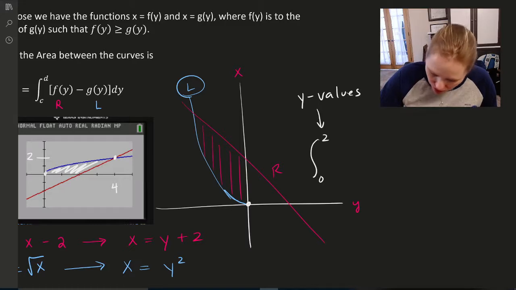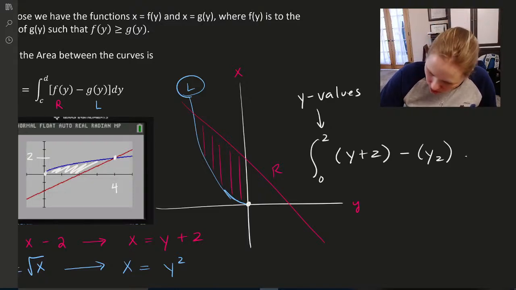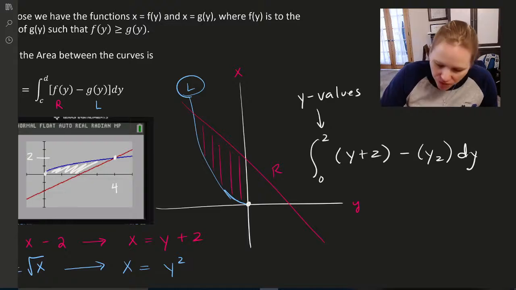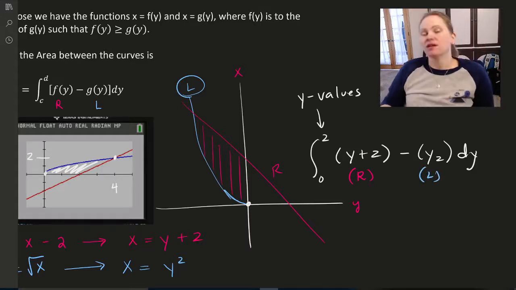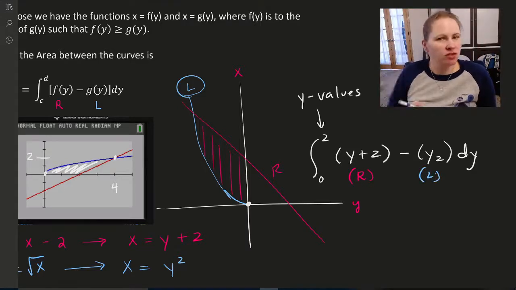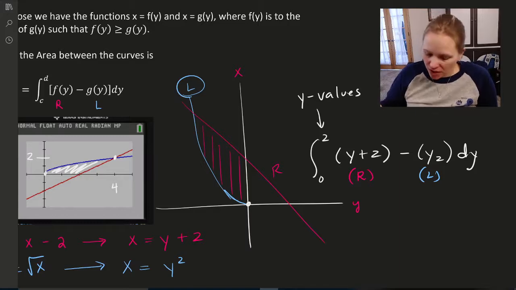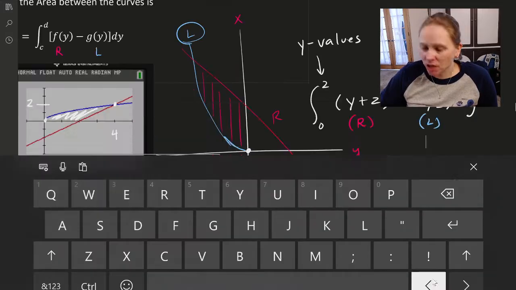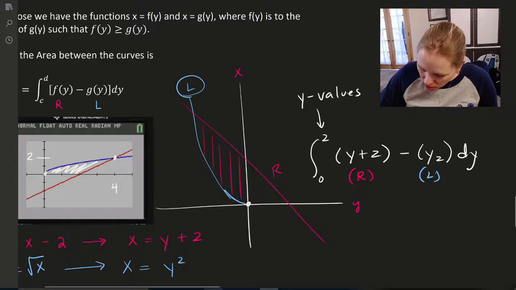So it would be the right curve. So you would have y plus 2 minus the left curve, y squared, dy. So this is the right curve, and this is the left curve. It's the greater curve minus the lesser curve. The one on the right is the greater. And if we were to plug this into our calculator, it would look a little something like this.